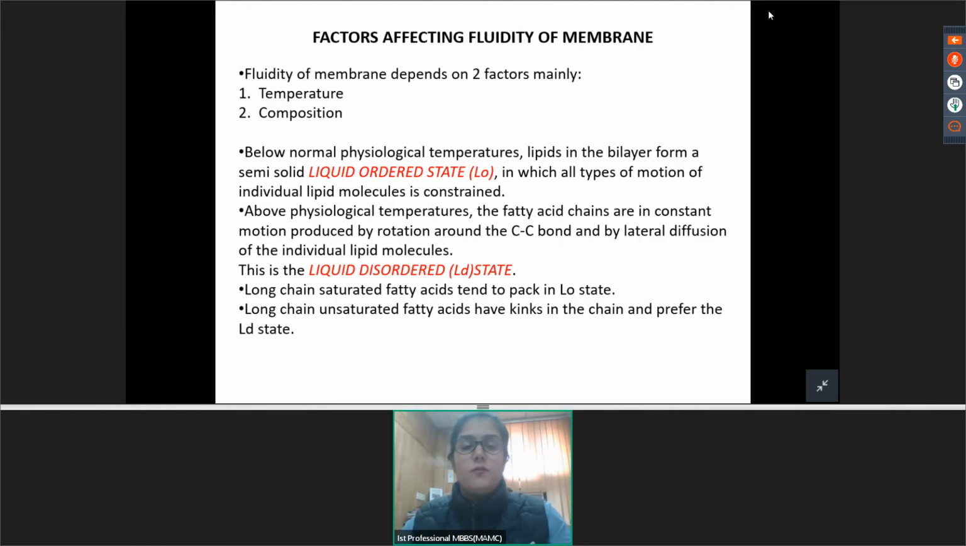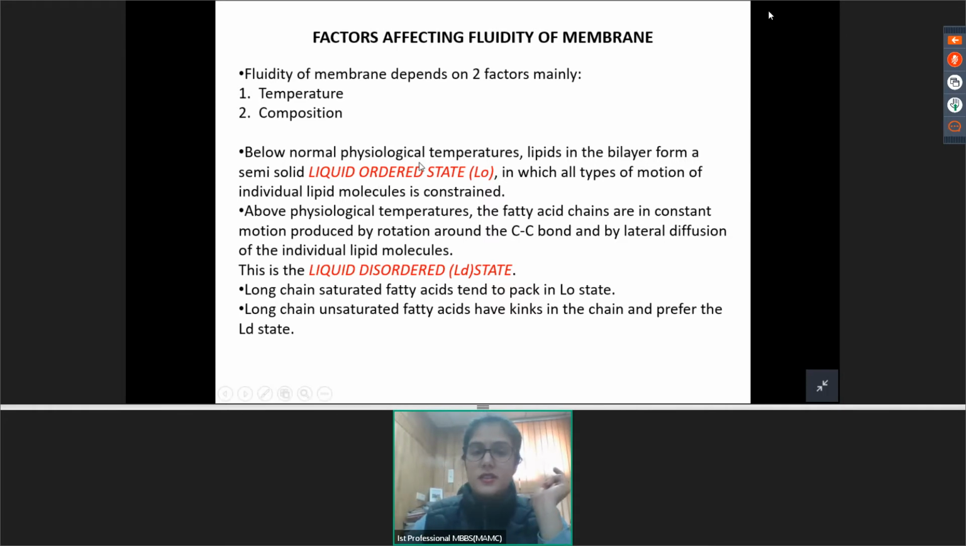Next, we come to another very important topic, that is factors affecting fluidity of the membrane. The cell membrane is fluid. So, what are the factors that influence the fluidity of the membrane? There are mainly two factors: temperature and composition. Below normal physiological temperatures, lipids in the bilayer form a semi-solid liquid ordered state, in which all types of motion of individual lipid molecules are constrained. This is common knowledge: as the temperature decreases, the motion of the molecules decreases.